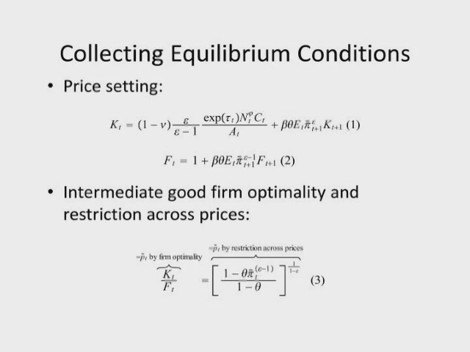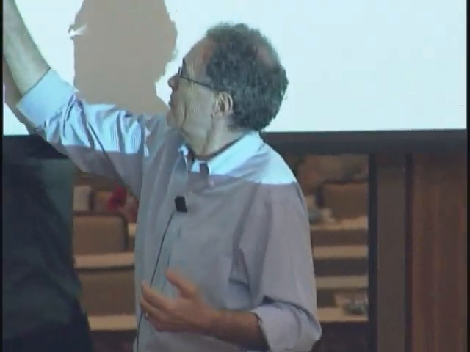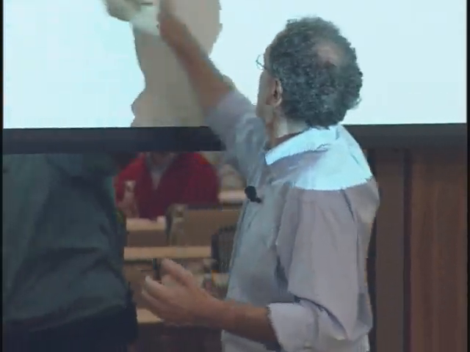I'm going to get rid of P tilde and replace it by K over F, because we got that from the first order condition. The first order condition of the firm setters gives you one relationship for P tilde, and then the cross price restriction gives you another relationship for P tilde. Substitute them out, you get this as K over F is equal to this thing here that involves inflation.